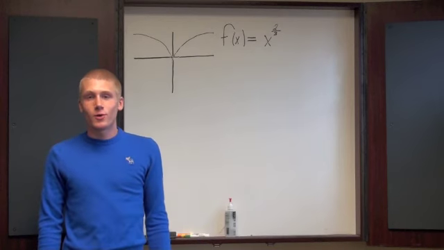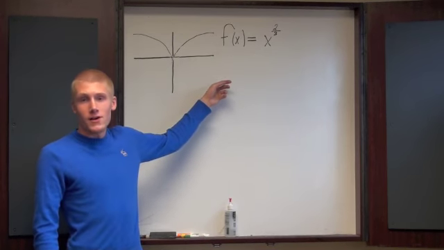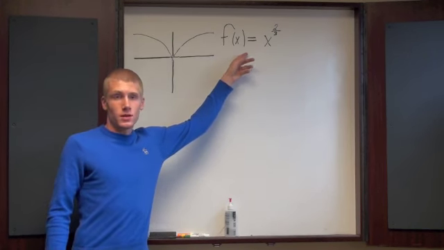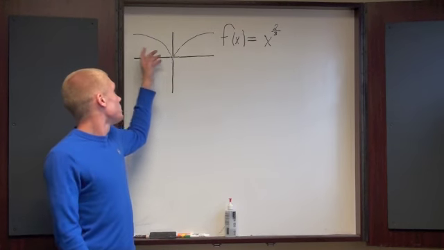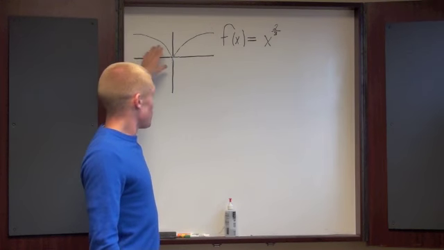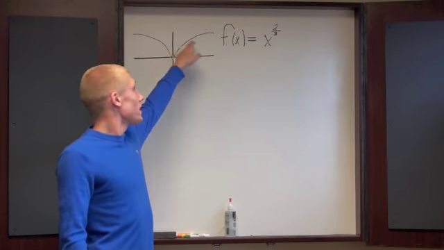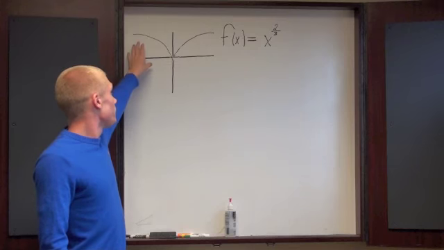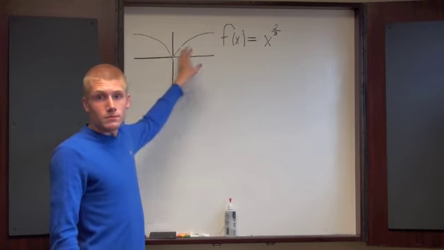The second example of where f prime of x might fail to exist is with the equation f of x equals x to the 2/3, which gives us a cusp, which is where the slopes of the secant lines on one side approach positive infinity and on the other side approach negative infinity on the xy plane.